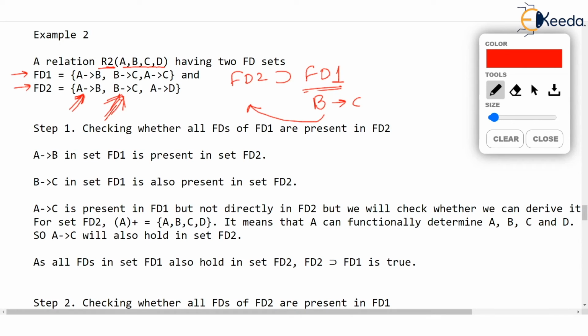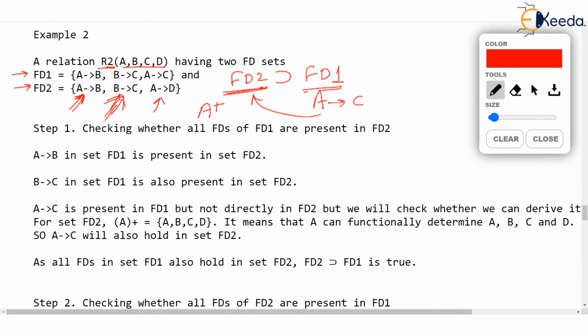Now A determines C is not there directly in FD2. Observe the three dependencies. We have A determines B, B determines C and A determines D. A determines C is not there, but it might be indirectly there. So using FD2, you find A closure, because the dependency you are talking about is A determines C. So the left hand side is A. And A closure in FD2 will be A, B, C. C will be there in that closure.